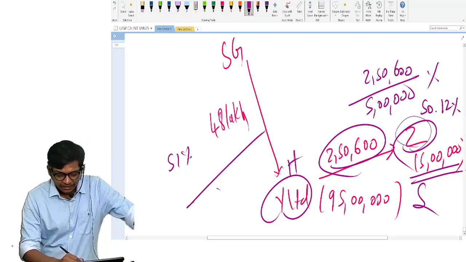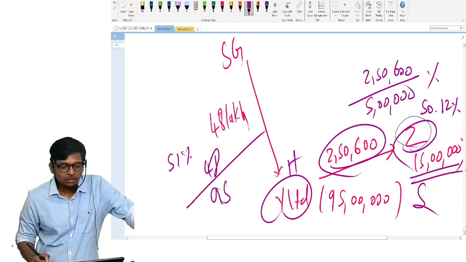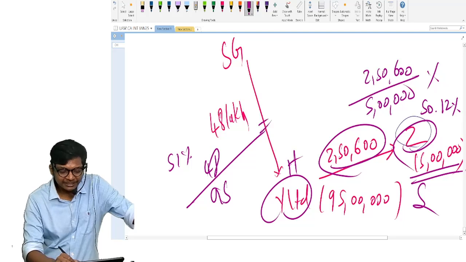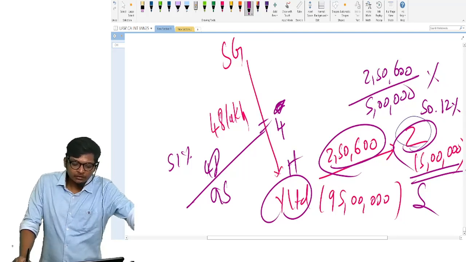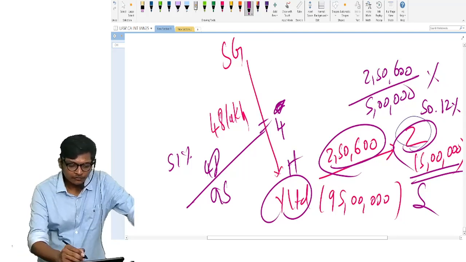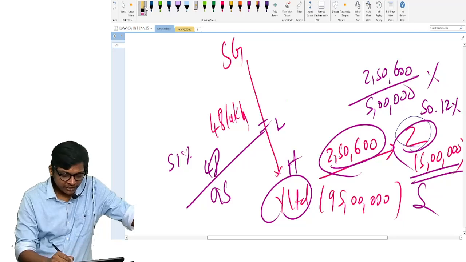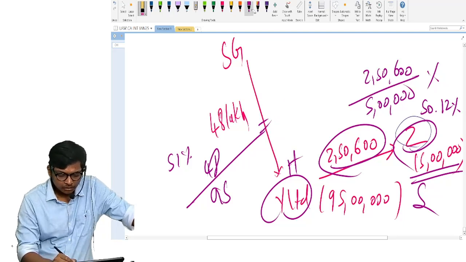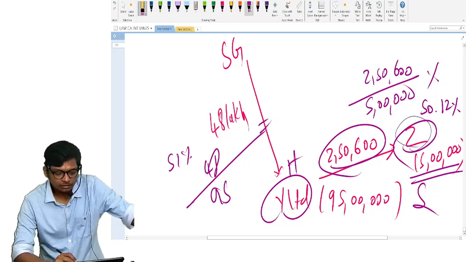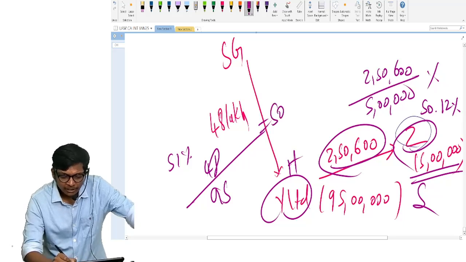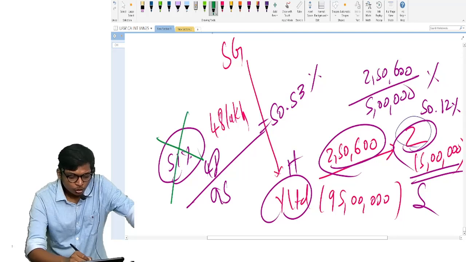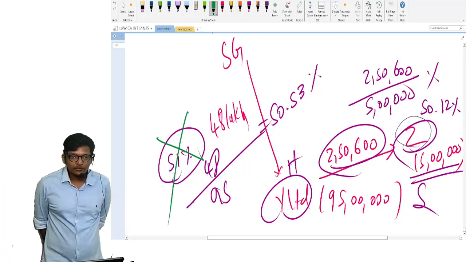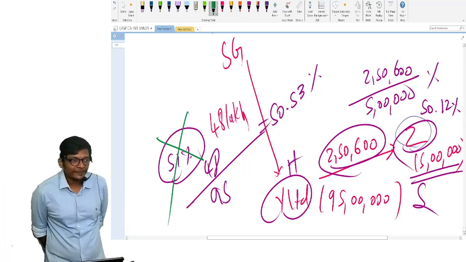In this, how much is there? Out of 95 lakhs, this fellow has 48 lakhs. How much is coming percentage? How much, guys? 48 by 95. 50.5 is coming, exactly. Sure, I can believe your numbers, guys. 50.53 something. Is 51 coming? No. That means you should have not less than 51% of total paid up share capital.